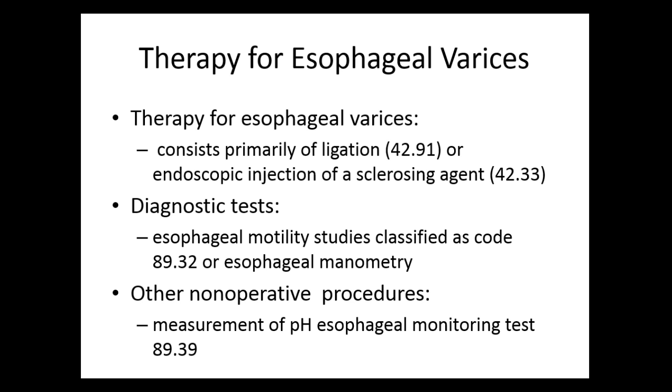Therapy of esophageal varices consists primarily of ligation, which is coded to code 42.91, or endoscopic injection of a sclerosing agent, code 42.33. There are diagnostic tests which include esophageal motility studies, and these are classified to code 89.32, esophageal manometry, a test that is performed to rule out motor dysfunction of the esophagus. There's also code 89.39, other non-operative measures, and this is assigned to determine the pH esophageal monitoring test.